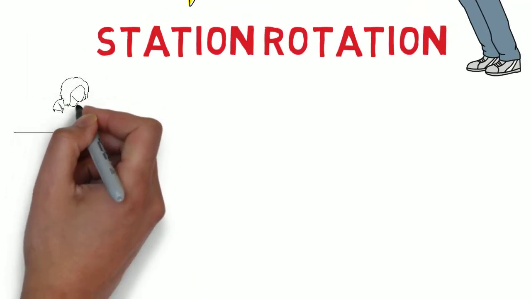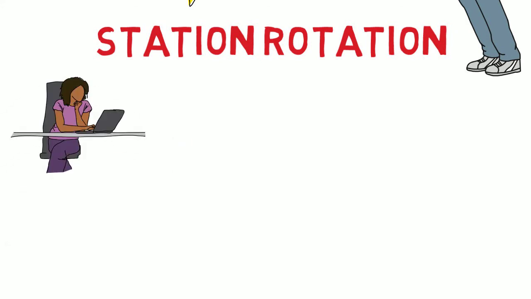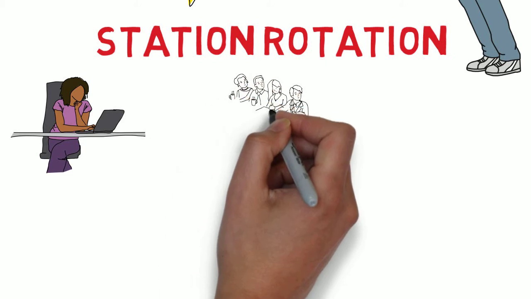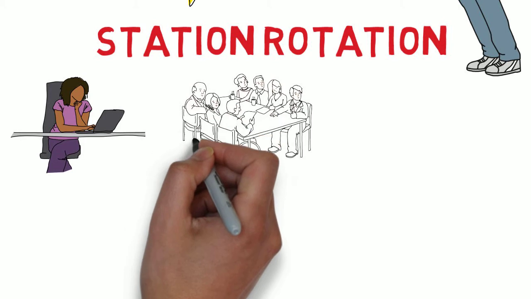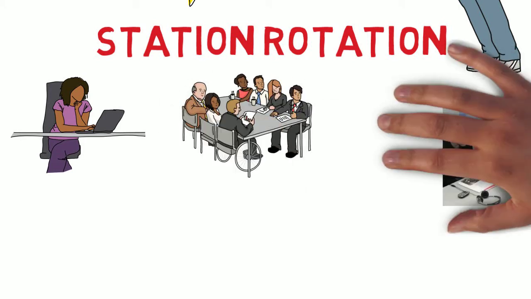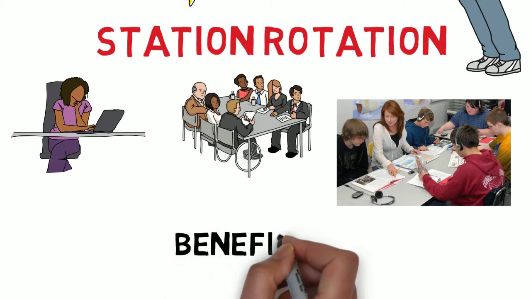The station rotation blended learning model. The main idea is to create a class environment where the bulk of direct instruction is delivered via the web while giving students the opportunity to have positive interactions with peers and the teacher. The classroom will have up to 3 different stations that the students rotate through. The first station is on the computers, and that's for direct instruction. The second station is for small group activities, and the third station is led by the teacher, who's providing small group instruction and clarification. There are several benefits.